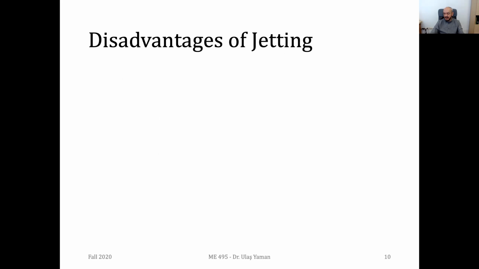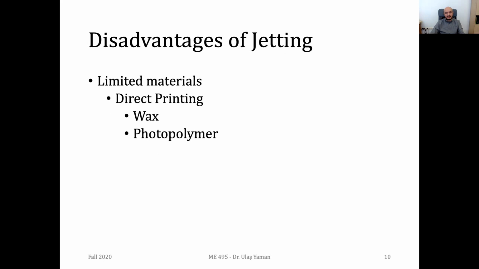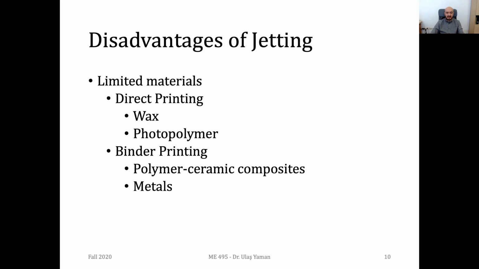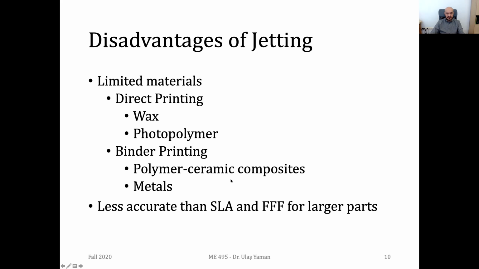On the other hand, we also have some disadvantages like limited materials. They can mostly use waxy thermoplastics or photopolymers. For the material jetting. On the binder jetting side, they can use metals and some ceramic type of materials.